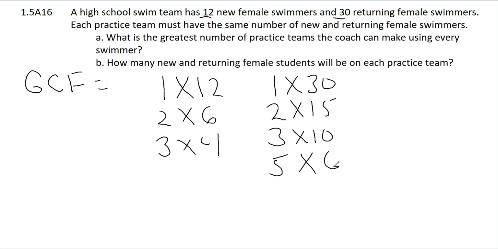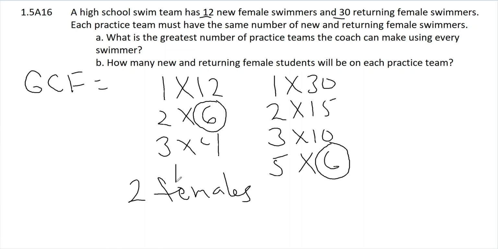Now what we need to know is what is the greatest number of practice teams a coach can make using every swimmer. So I am seeing 6 as the greatest common factor of 12 and 30. So we could have 6 groups, and each group would have 2 females on it. Let's go new here. And then each group would have 5 of the returning females.